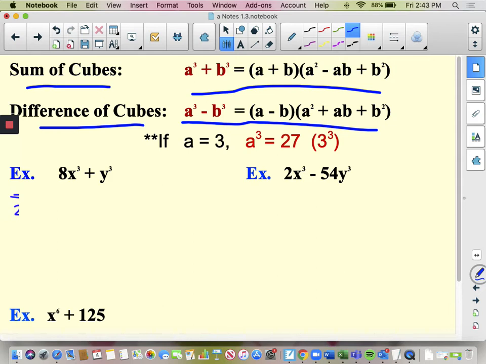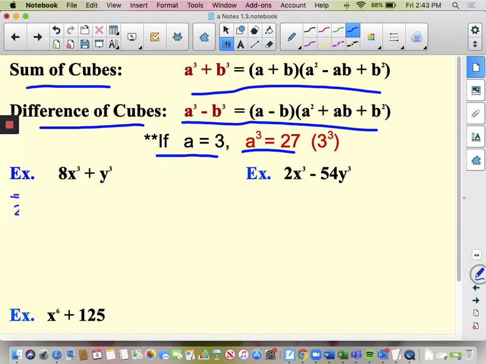Okay, A and B are generic, so A and B represent numbers, or variables of course, that are being cubed. So for example, if A is 3, then A cubed is 27. Okay, so that I'm sure is probably self-explanatory.